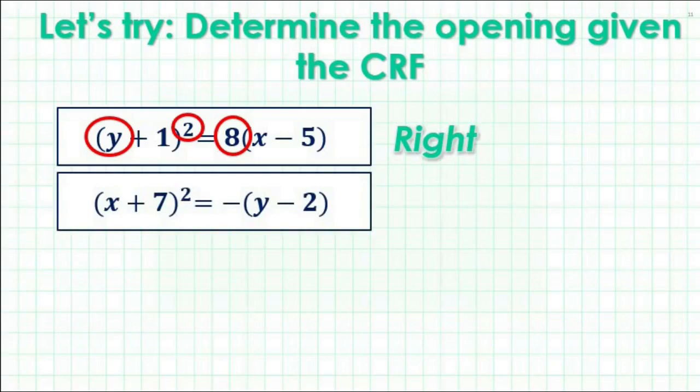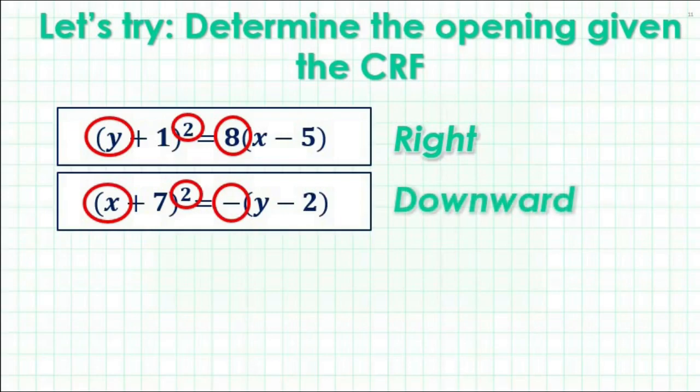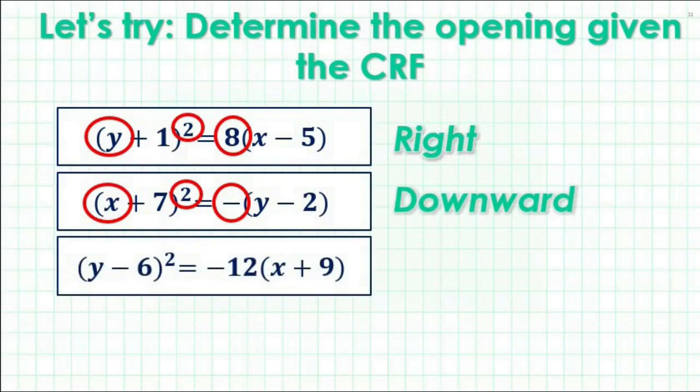Next, we have quantity x plus 7 squared equals negative quantity y minus 2. X is the one that is squared here, and our 4p is negative, and if you don't see any number, it is automatically represented as 1. So 4p is negative 1, and since it's negative and x is squared, it's a parabola that opens downward. Second to the last example, we have quantity y minus 6 squared equals negative 12 times x plus 9. Y is squared here, and 4p, represented by negative 12, is negative. Therefore, this is a parabola that opens to the left.